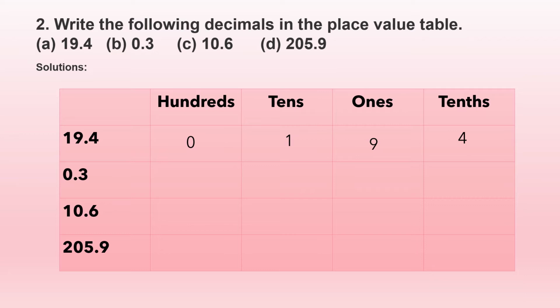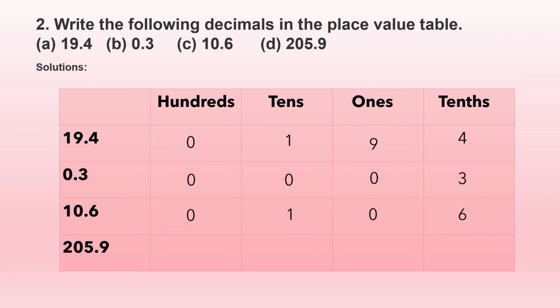Second one, 0.3. So the point lies between ones and tenth. So 0 ones and 3 tenth. We don't have any tens and hundreds. Next question. 0.6 means 6 by 10. 6 by 10 means 6 tenth. 0 ones, 1 tens, 0 hundreds.